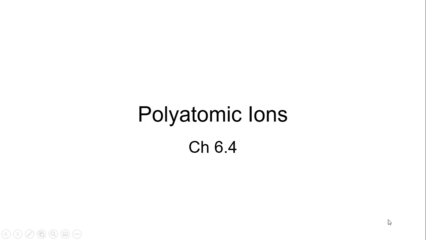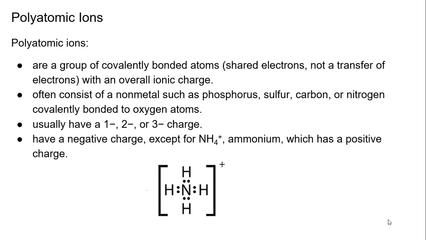Hi class. Today we're going to be discussing polyatomic ions. Polyatomic ions are a group of covalently bonded atoms. So they share electrons between them. They don't transfer as a metal and a non-metal, but overall they have a charge. So they are covalently bonded to each other.